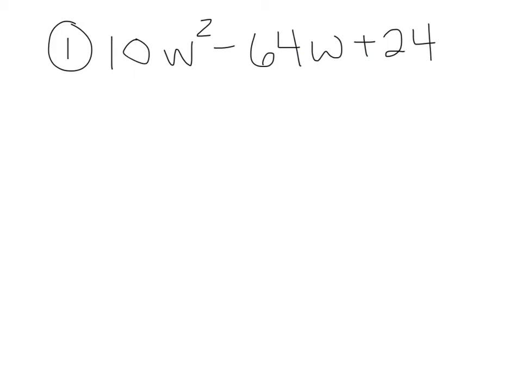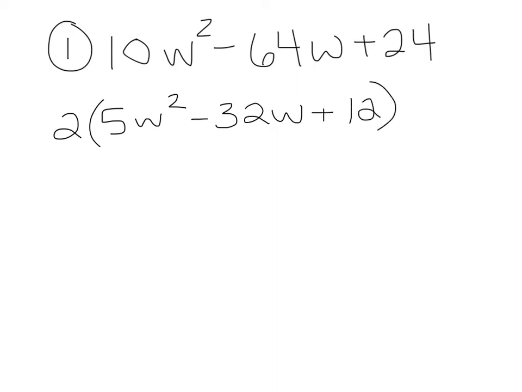Okay, so the first thing we're going to do for number 1 here is pull out a greatest common factor, or look for a greatest common factor. You're going to have to do this from now on with every problem and see if there's a greatest common factor. So is there anything we can take out of a 10, a 64, and a 24? We obviously can't take a W out of all of them because the 24 doesn't have a W. But all three of these numbers divide by 2, so we can pull a 2 out of everything. When we do that, we're left with 5w squared minus 32w plus 12.